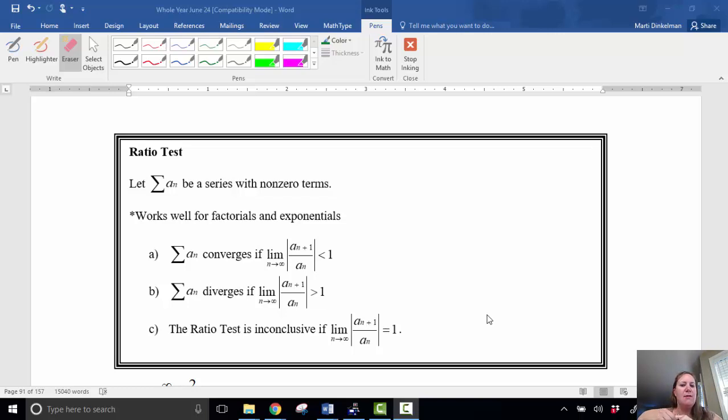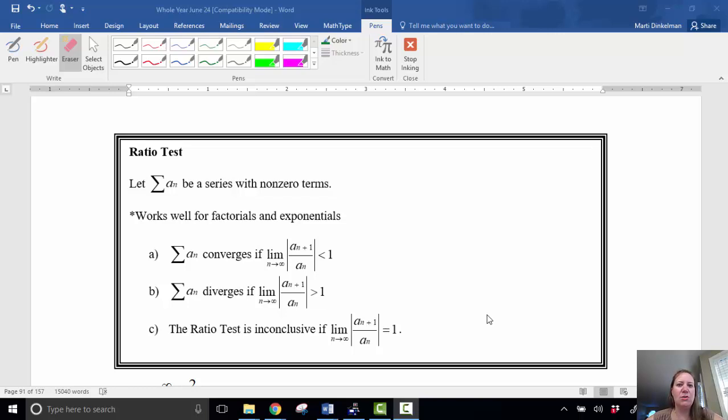We're going to take the limit of the n plus first term over the nth term. So basically anywhere there's an n, we're going to plug in an n plus 1, and then leave it alone and have the n. We're either going to get less than 1, greater than 1, or equal to 1. If our limit is less than 1, we're going to say that our series converges. If it's greater than 1, we're going to say it diverges. That's really similar to the geometric series test, because that's what this is really doing.